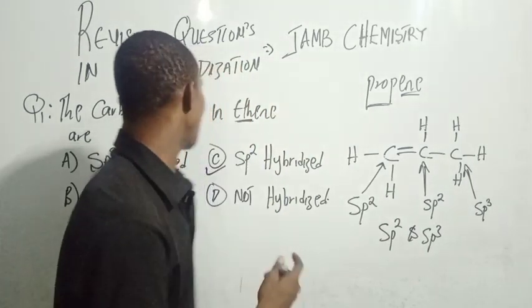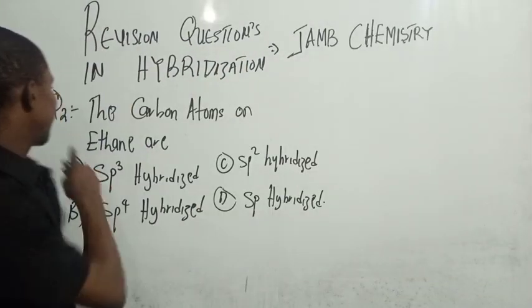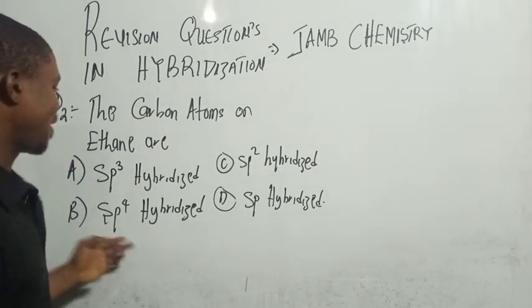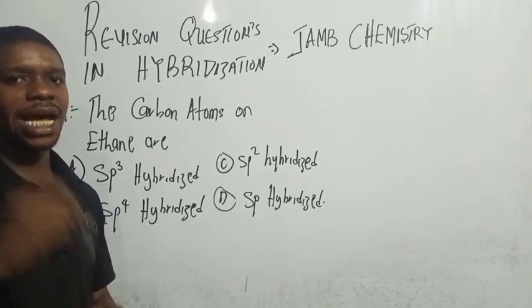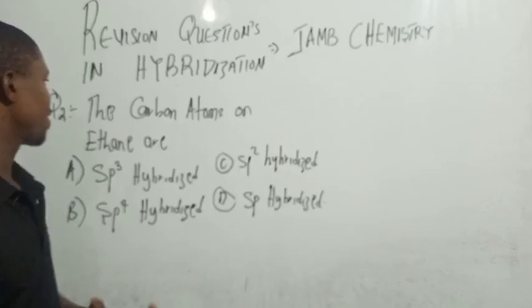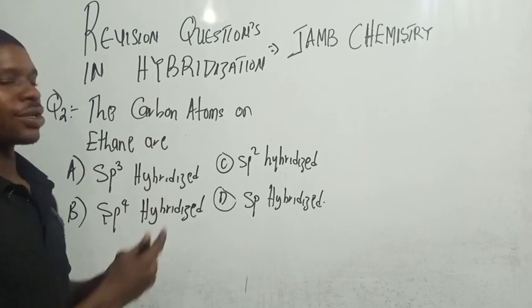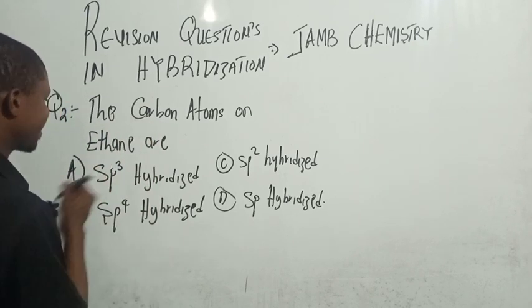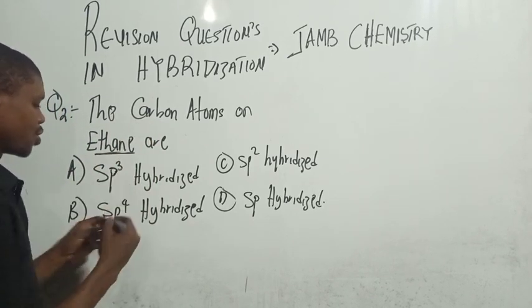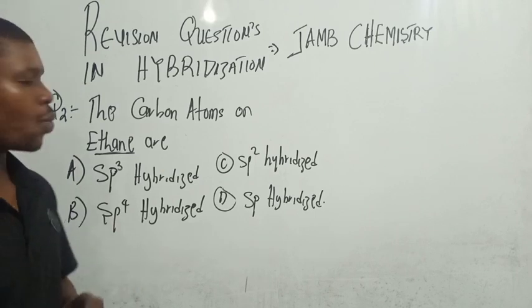So let's move to question 2. So this is the second one here. Pause the video and try it here. I would like you to comment your answer in the comment section. I really want to hear from you. Say the carbon atoms on ethane are what? So remember, ethane is an alkane, right? So what are the carbon atoms in ethane?